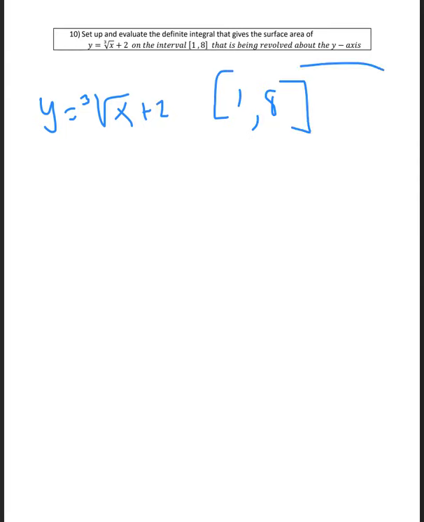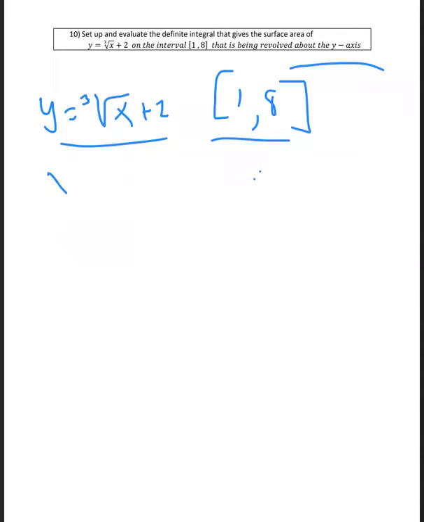It says they want the surface area of this equation plus 2 over the interval 1, 8. So it looks pretty straightforward at first, but notice how everything is in terms of y. This is the y-axis, so this needs to be fixed, and even this needs to be fixed. You can't do 1 to 8 because the interval 1 to 8 is in x's. We want it in terms of y's. So we need to figure out the y version of this, and make this in terms of x, in terms of y.